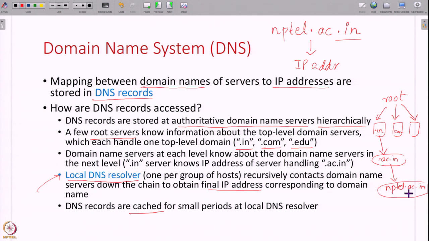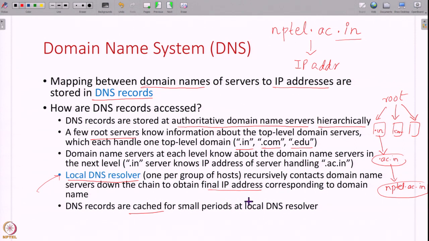So, the final result as well as the IP addresses of all of these intermediate servers that you had to talk to, all of that is also cached at DNS resolvers, and of course you can't cache it forever, because what if this IP address changes. So, therefore, these caches have some information about how long you should cache these DNS records for, and accordingly they are cached.